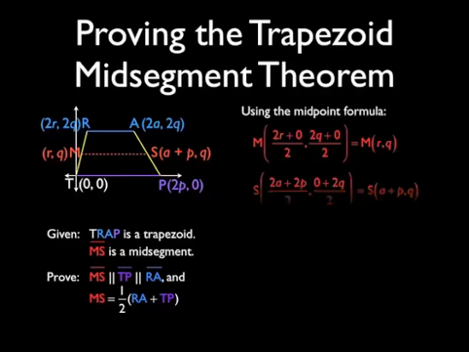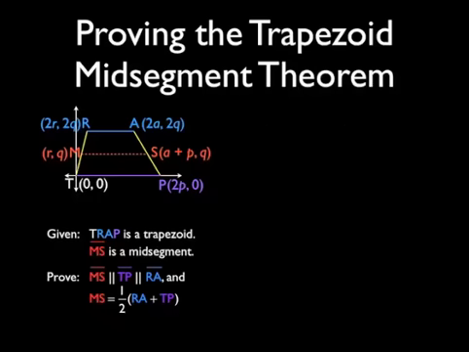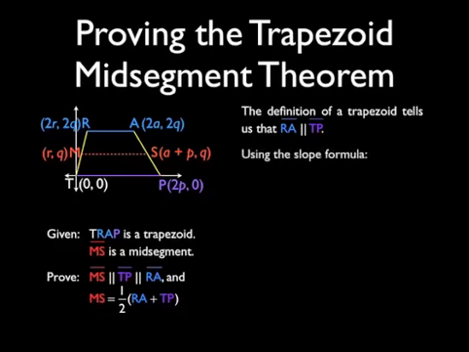But now that we have all of our coordinates, I'm going to clear our screen, and we're going to start by proving the first part, that segment MS is parallel to the two bases. By definition of trapezoid, we know that the two bases are already parallel. That will make our life a lot easier. Now we can use the slope formula to show that the mid-segment is parallel to one of those bases. Well, what is the slope of the mid-segment? That's the difference of the y-coordinates divided by the difference of the x-coordinates. Well, q minus q is 0, and 0 divided by anything other than 0 is 0. So that's an easy slope to find.